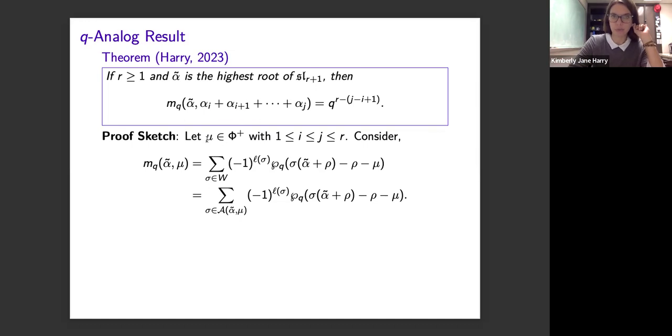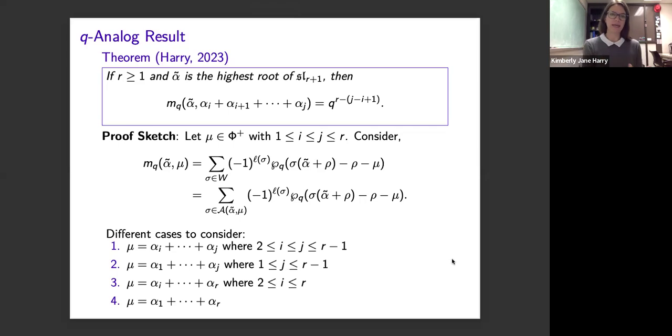So I'm picking mu. I'm going to say it's in my positive roots. And notice that when I look at my Q analog, I'm looking at everything in the Weyl group. But remember, we can reduce that down to everything in the alternation set, because I want to pick everything that contributes non-trivially.